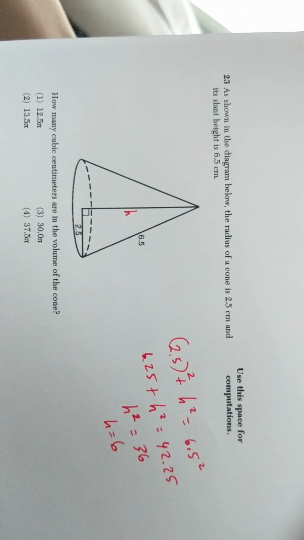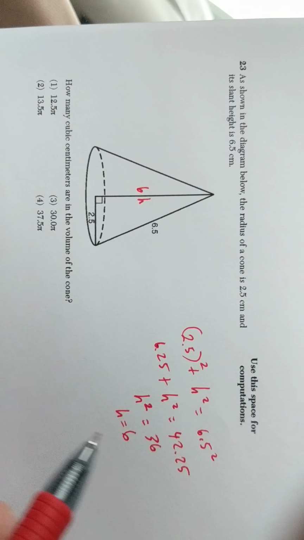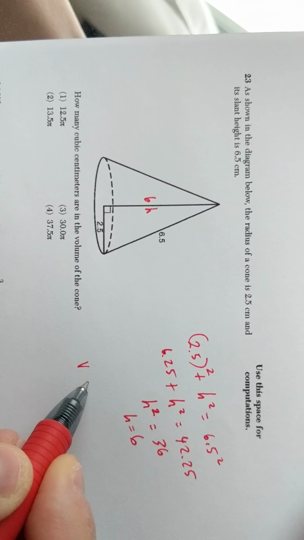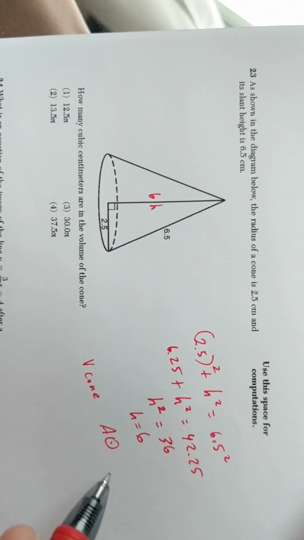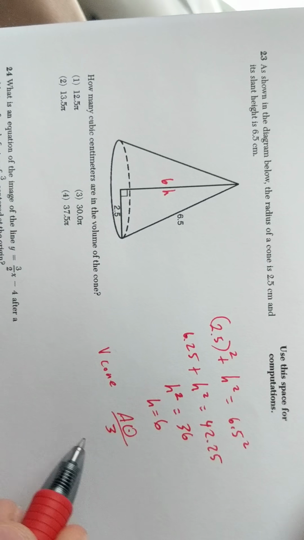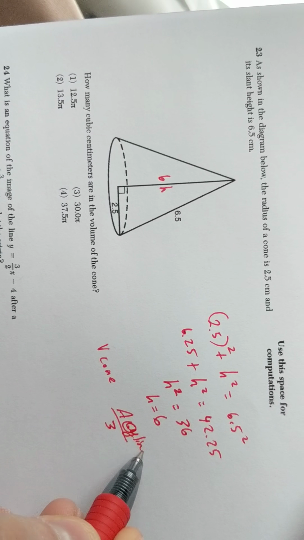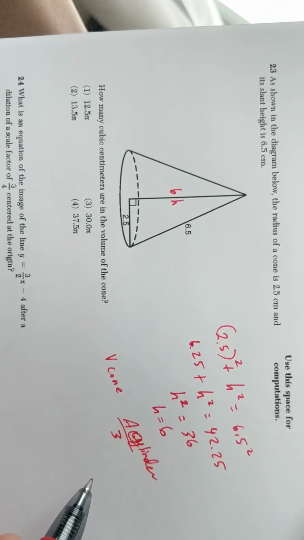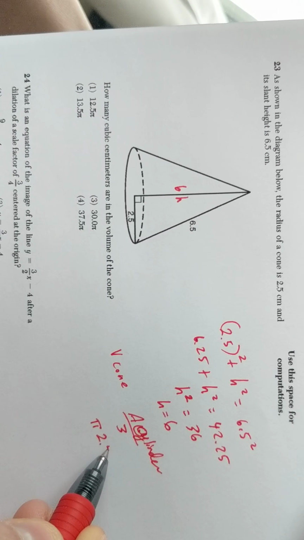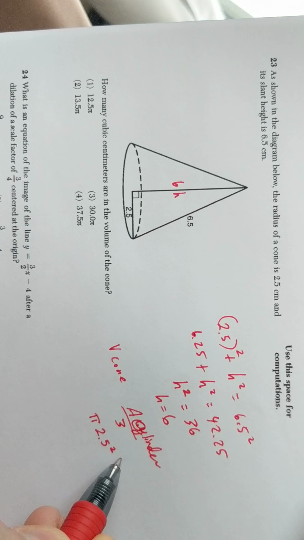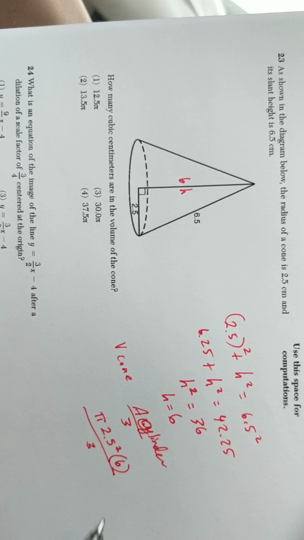So the height is 6. And again, I don't have my reference sheet, but volume of a cone should be something like the area of a circle divided by 3. And so, no, the area of a cylinder, sorry. And the area of a cylinder is the area of the base. So that's pi 2.5 squared times the height of 6, and then we're going to divide by 3.